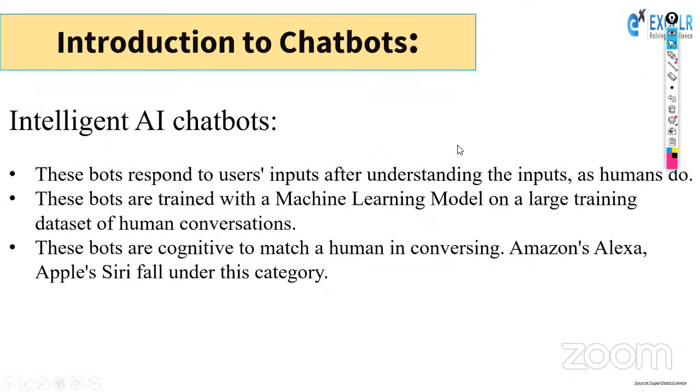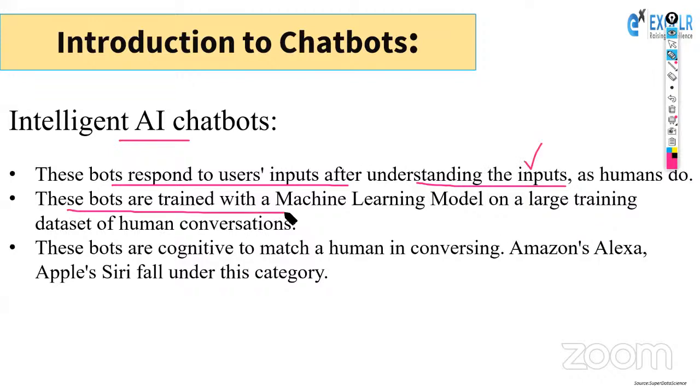And then we have AI chatbots, which are the intelligent chatbots, right? So these bots respond to the user input after understanding the input. So rather than only checking the information from the corpus, they take advantage of the corpus as well as apply intelligence by understanding the input, right?